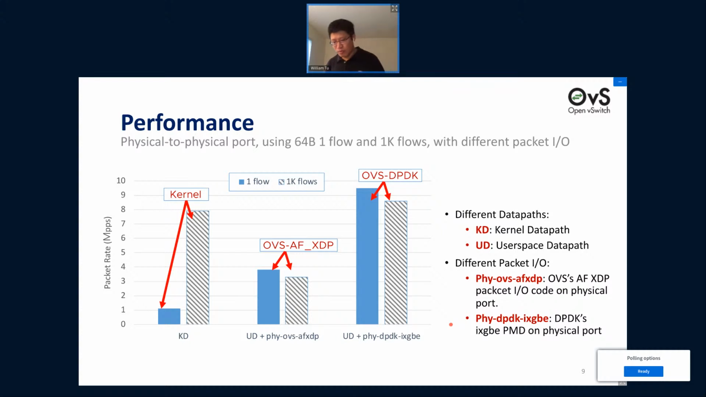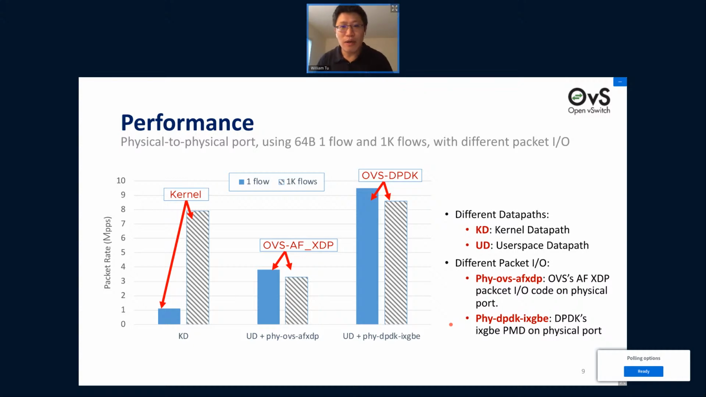So this is a quick performance comparison. On the y-axis, we are measuring the packet rate, in million packets per second. This is two machines. One runs a traffic generator, sending 64-byte UDP packets. The other machine runs OVS and does nothing but forward from one port to another port.